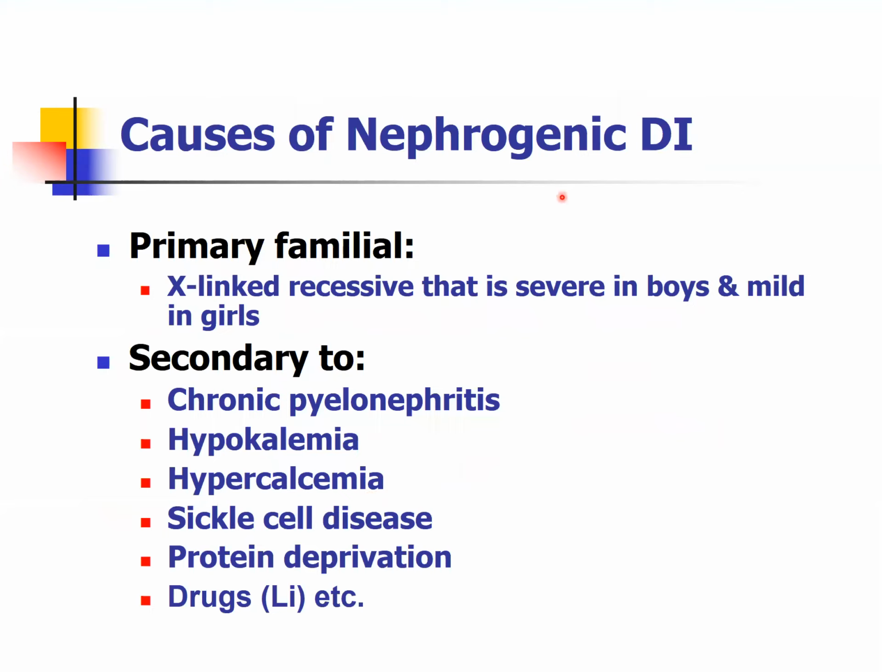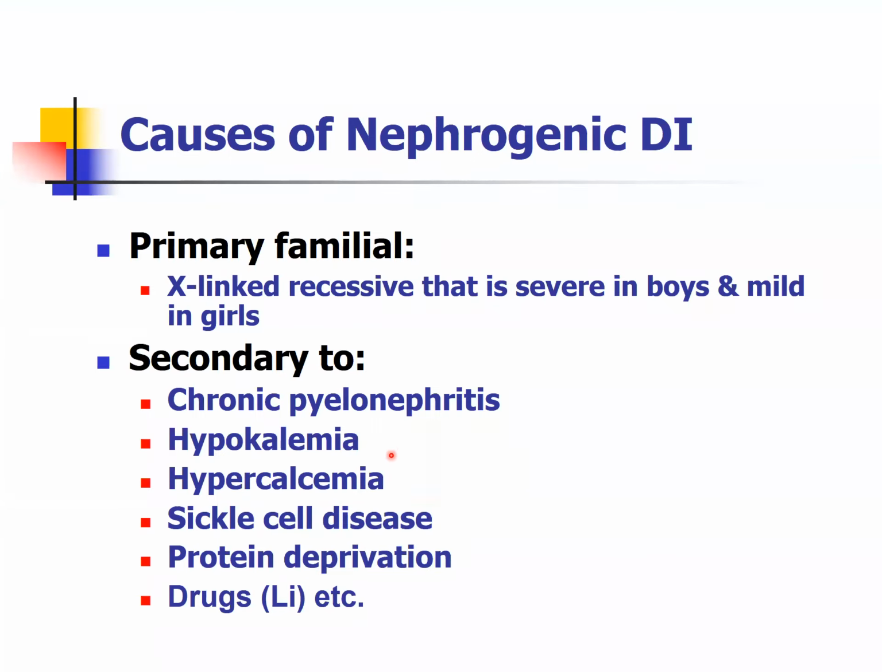What about the nephrogenic one? That can be hereditary in very mild and very small numbers of cases. And secondary can be, for example, in chronic pyelonephritis or hypokalemia, hypercalcemia, when we have some ion disturbance. Sickle cell disease can be associated, protein deprivation syndrome, or drugs such as lithium can cause nephrogenic diabetes insipidus. And I would add an additional one, multiple myeloma or amyloidosis can cause nephrogenic diabetes insipidus as well.